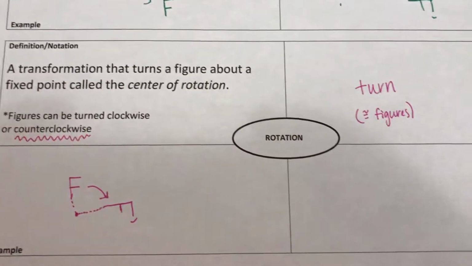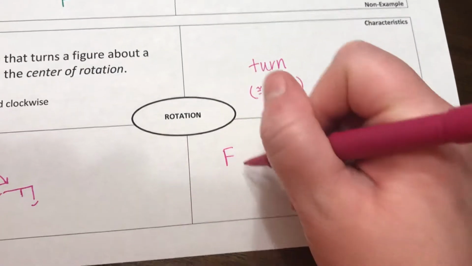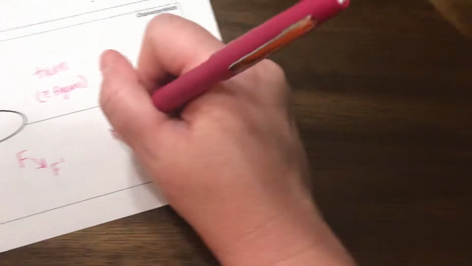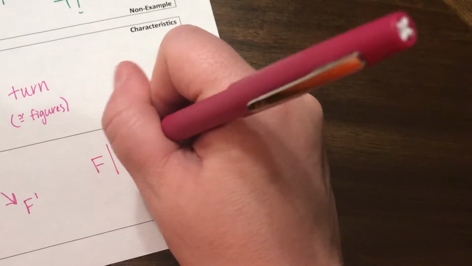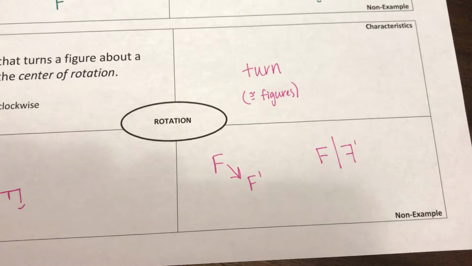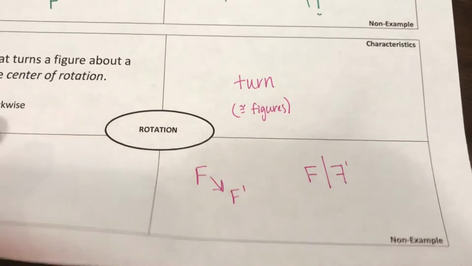When you look at a rotation, this is not a translation, and it is not a reflection. Okay, so a rotation is not a translation or a reflection. It's also not a dilation. That would be shrinking or enlarging a figure.